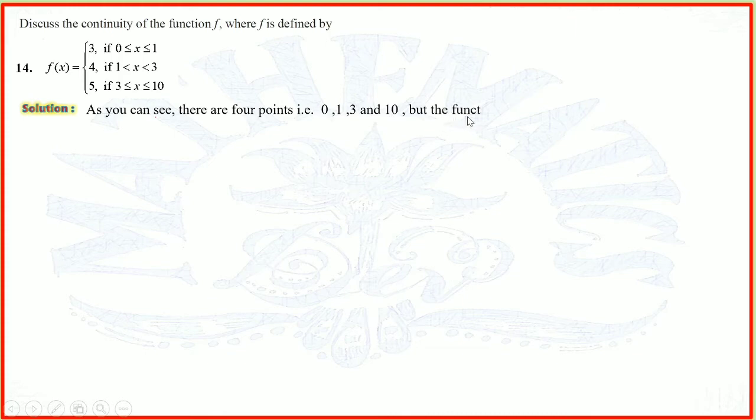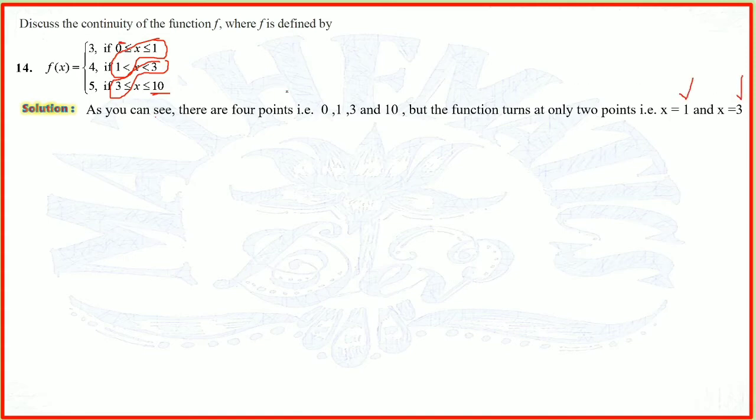But the function turns at only 2 points. 2 points means this one left and right, and then 3 left and right, but we don't have the right for 10 and the left for 0. So the only 2 turning points are x is equal to 1 and 3.